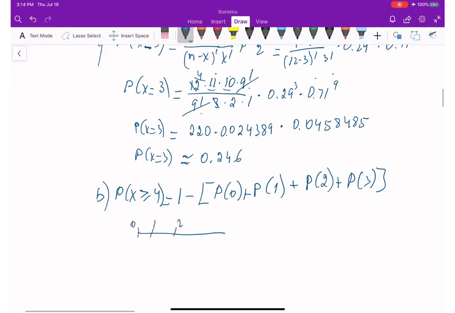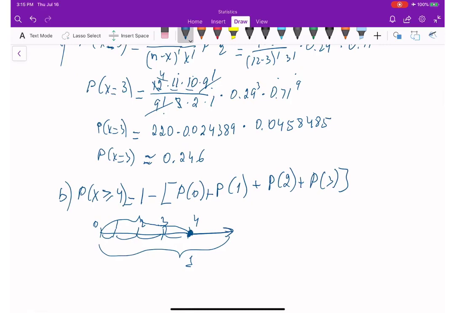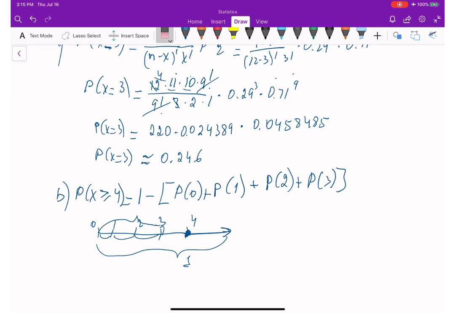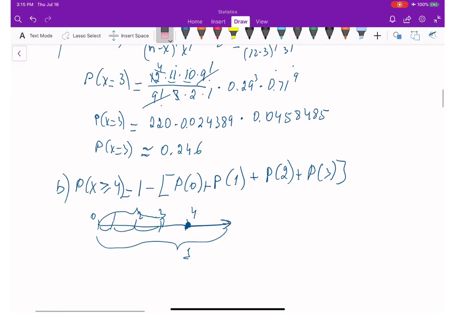0, 1, 2, 3, 4. We need 4 and more, right? So the total is going to be 100%, and we are subtracting all these 3, right? Because it's asking for 4 also. 4, we have it. This is 1, 2, 3, and this is 4. Okay, hold on. 1, 2, 3. All right. So that's why we take 1 and subtract 0, 1, 2, 3.